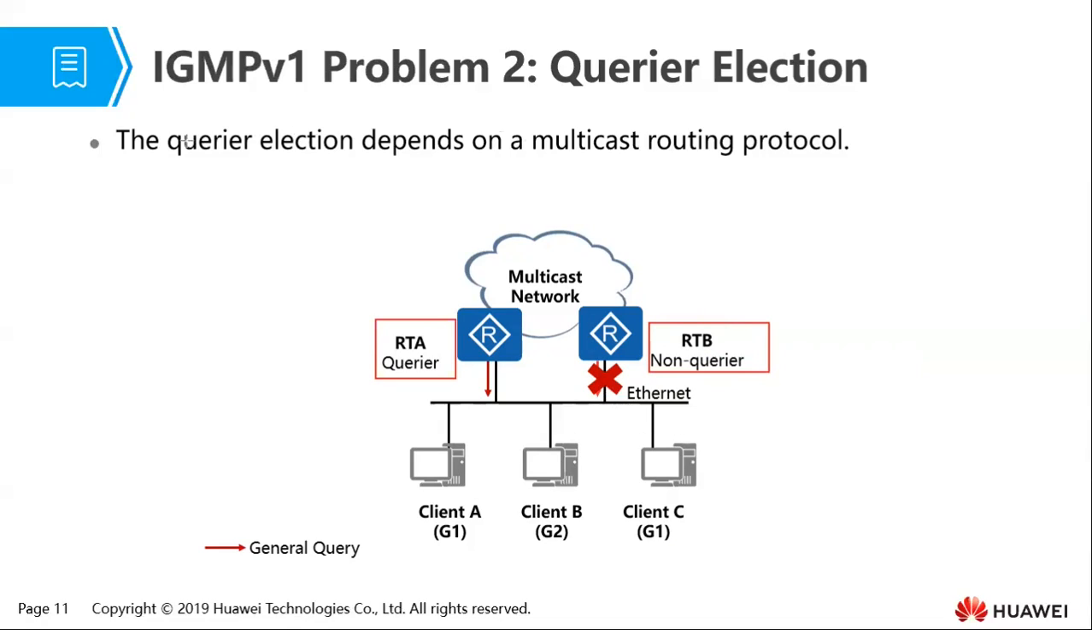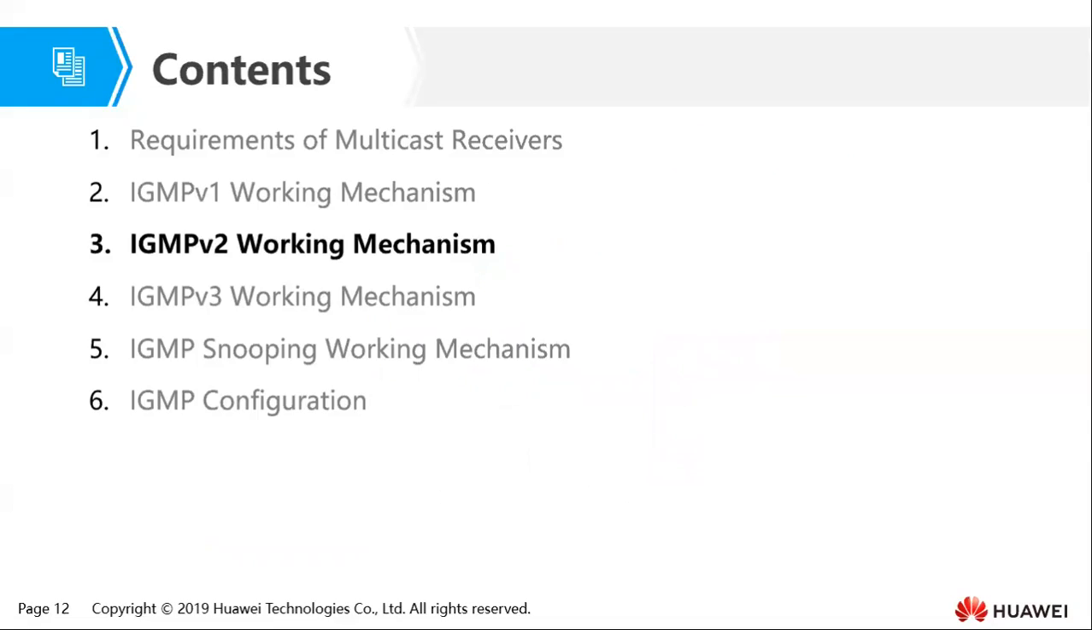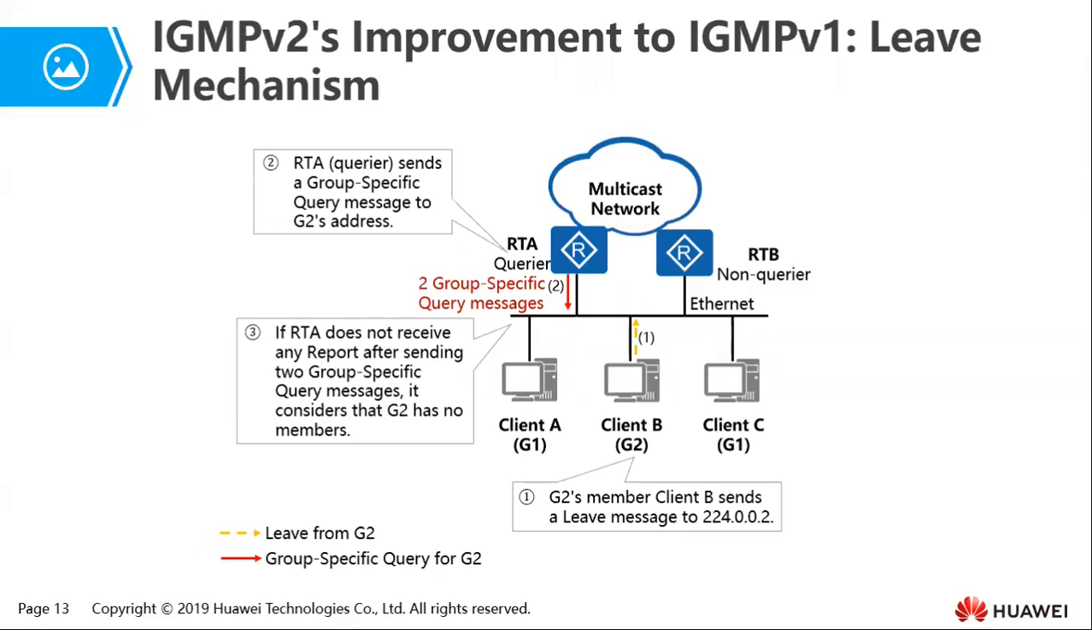With IGMP version 1, the Querier election depends on the routing protocols, for example the protocol for electing a DR for OSPF, so it does not have its own. Now these two problems were catered for in IGMP version 2. First of all, IGMP version 2 introduced the leave messages.